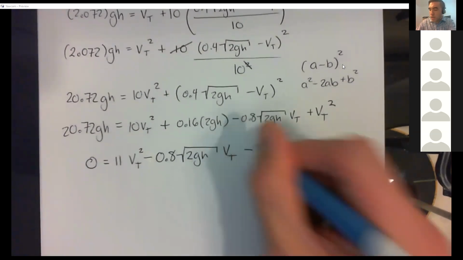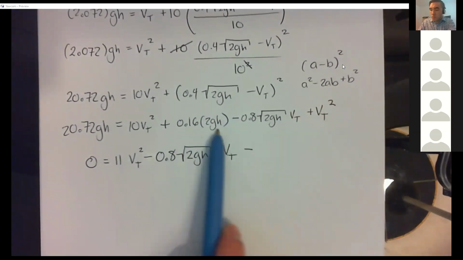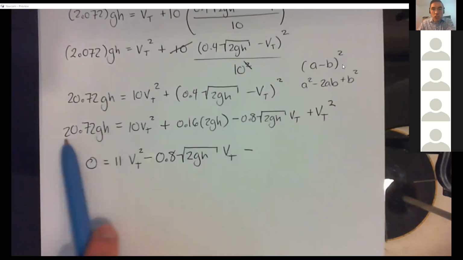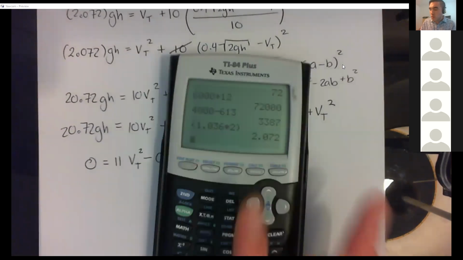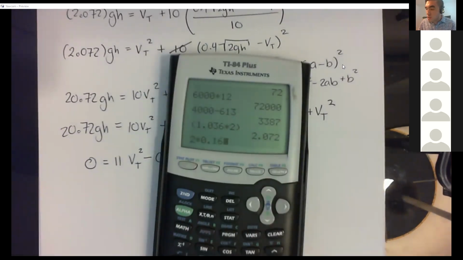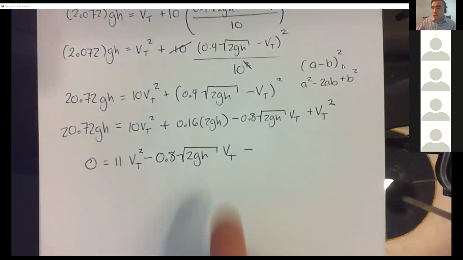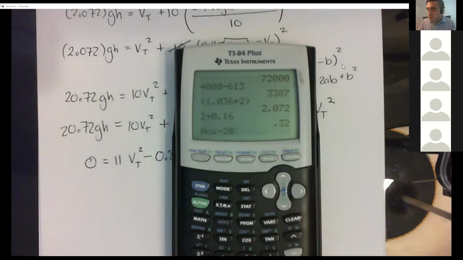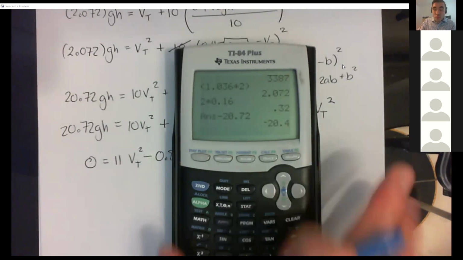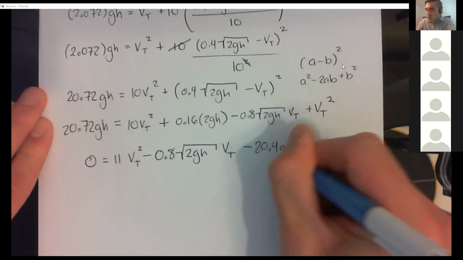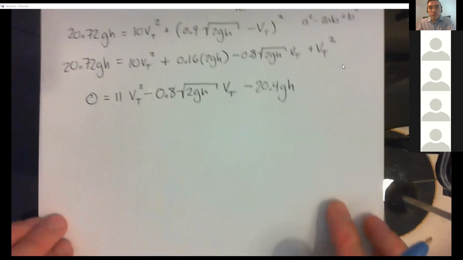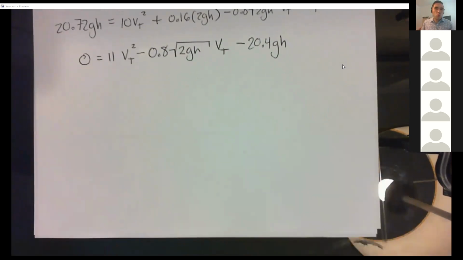And then finally minus, notice this is in terms of GHs and this is in terms of GHs, and those are going to be our constants. So I'm going to say 2 times 0.16. This is actually 0.32 GH. From that, I'm going to subtract 20.72. So negative 20.4. So it's going to be minus 20.4 GH. And now, big brain time. What equation is this? Who is that?